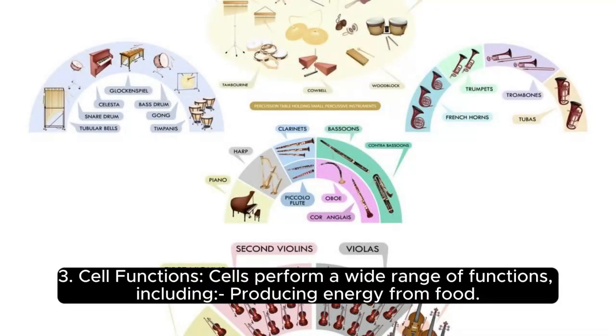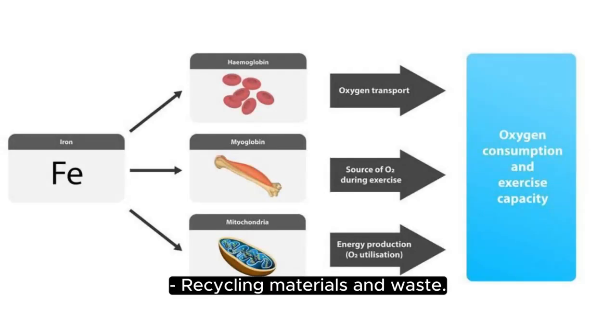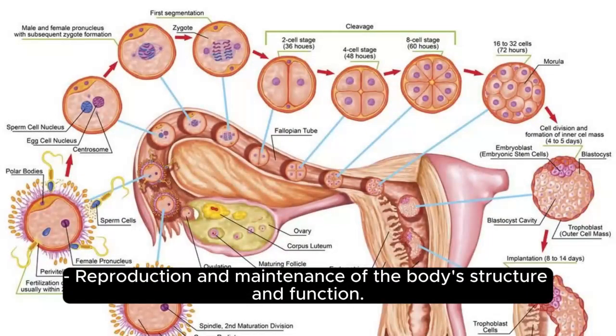3. Cell functions. Cells perform a wide range of functions, including producing energy from food, recycling materials and waste, communicating with other cells and sending signals, reproduction, and maintenance of the body's structure and function.